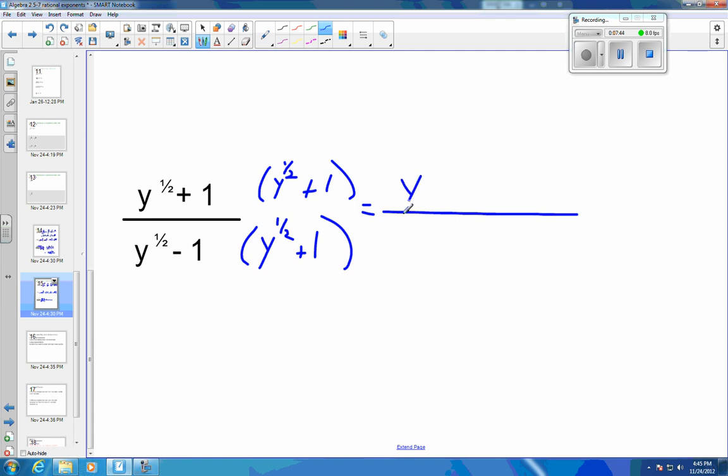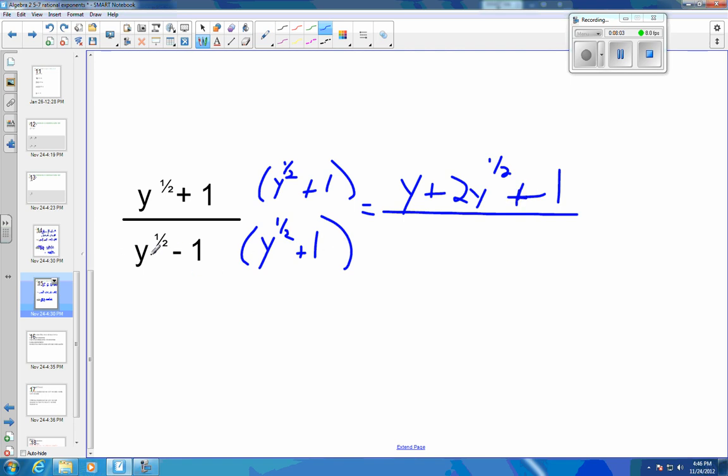So I'm just going to square the first one, so that's just a y. I'm going to take the first one times the second one times 2. So y to the 1/2 times 1 is y to the 1/2, times 2 is going to be plus 2y to the 1/2 power. And then square my last term, which is a 1, so plus 1. So my top is done.